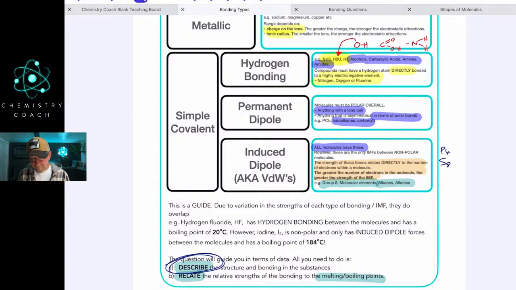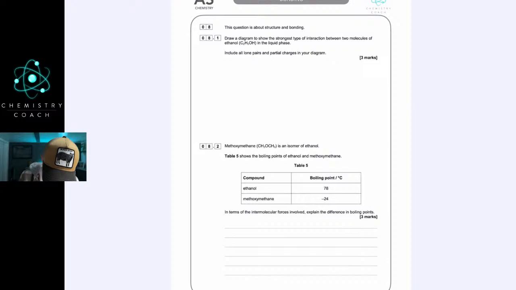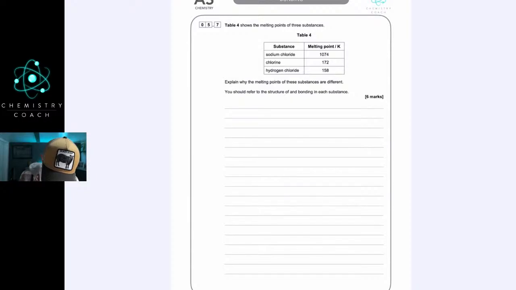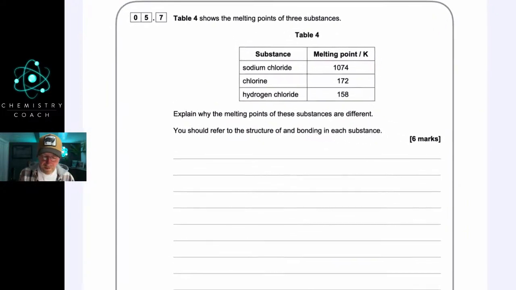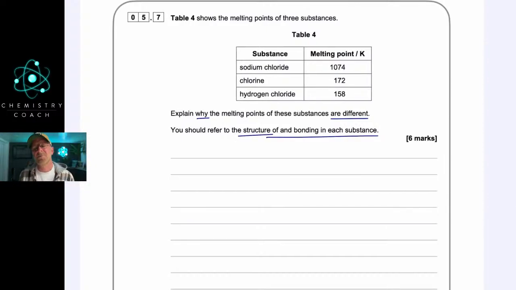Okay, so let me show you an example. Here we go. This is a typical question. It's AQA, but it's completely relevant for everybody. Table 4 shows the melting points of 3 substances. We've got sodium chloride, chlorine, and hydrogen chloride. Explain why the melting points of these substances are different. You should refer to the structure and bonding in each substance. Now, a lot of questions don't say that, but this is saying it.